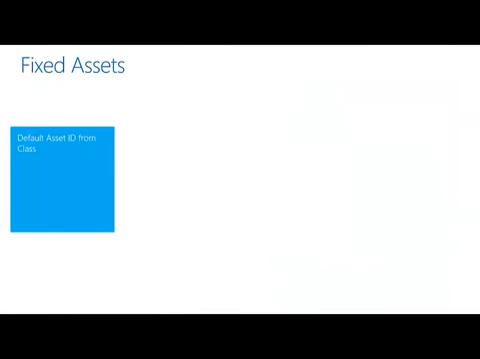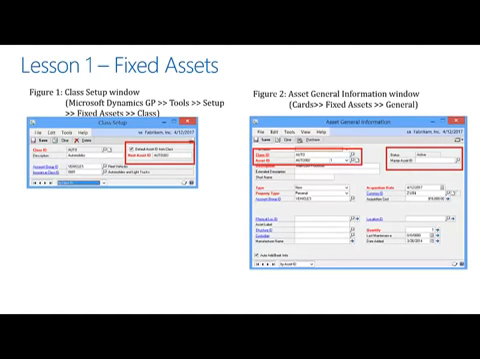The next module that we will take a look at is Fixed Assets. The new feature is Default Asset ID from Class. With this new functionality, it provides an option to default the next asset ID based on class when a new asset is created in the Asset General Information window. Lesson 1. Default Asset ID from Class.